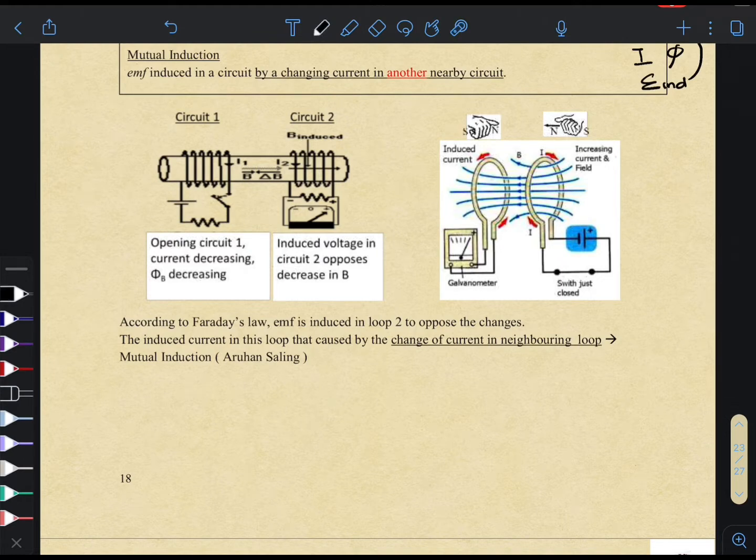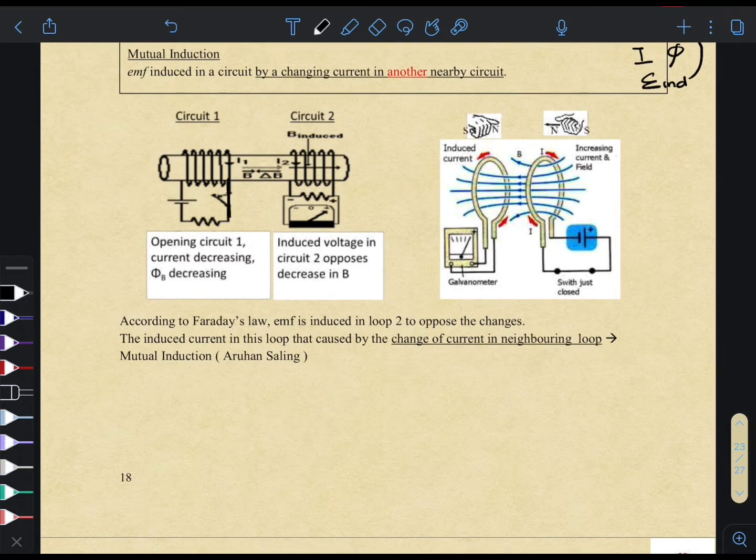So contoh dekat sini, when you close this circuit, arus akan mula lalu. You have current flowing from the positive terminal here. Current akan pergi naik atas di belakang solenoid dan dia akan turun di hadapan solenoid. It comes down in this direction, turun, turun dan turun di sini, and then the current goes here.